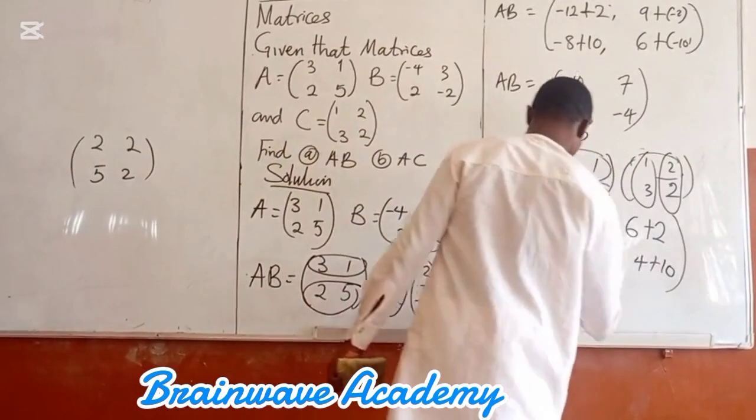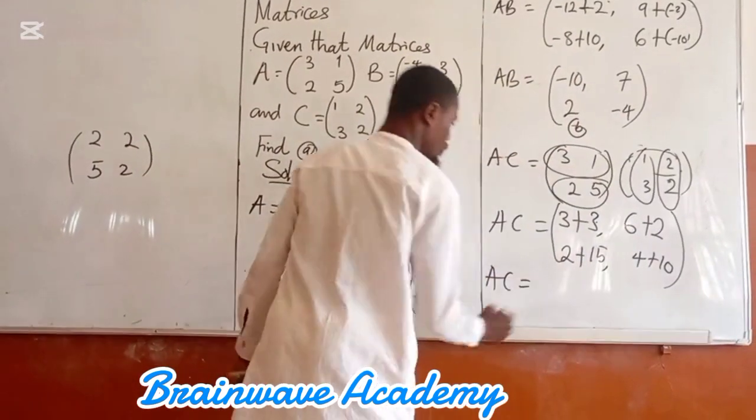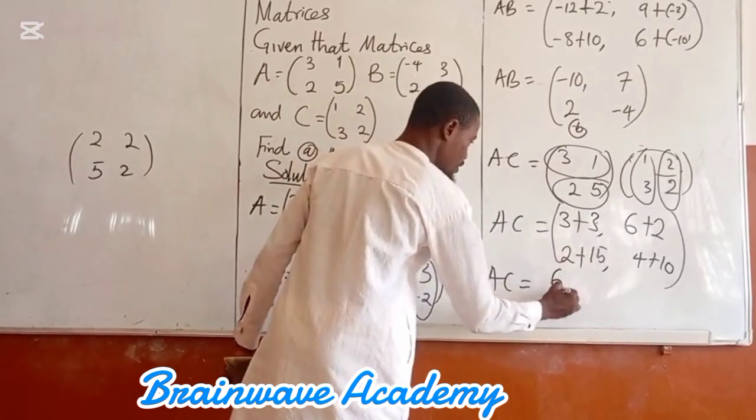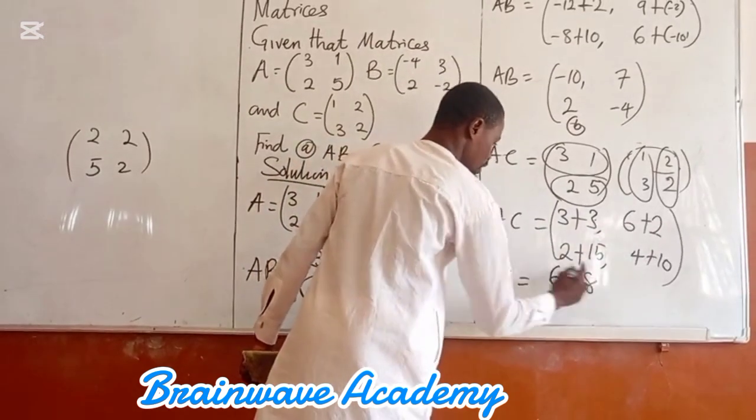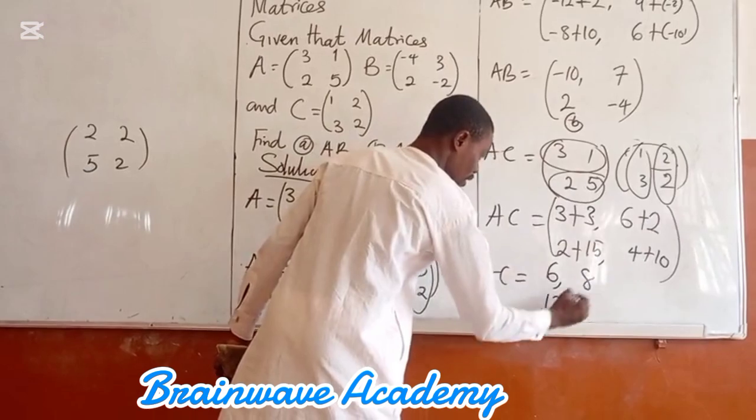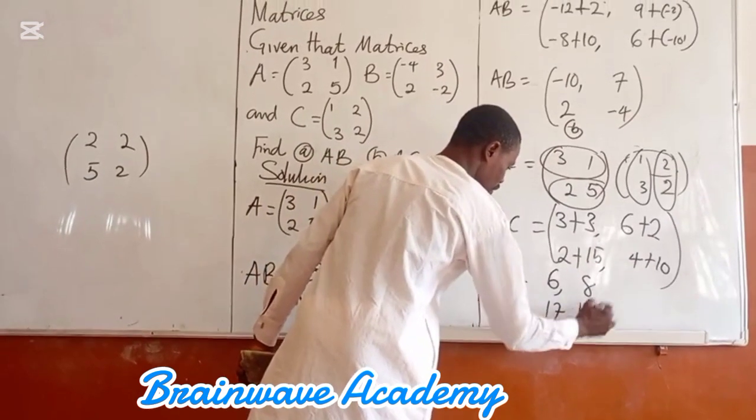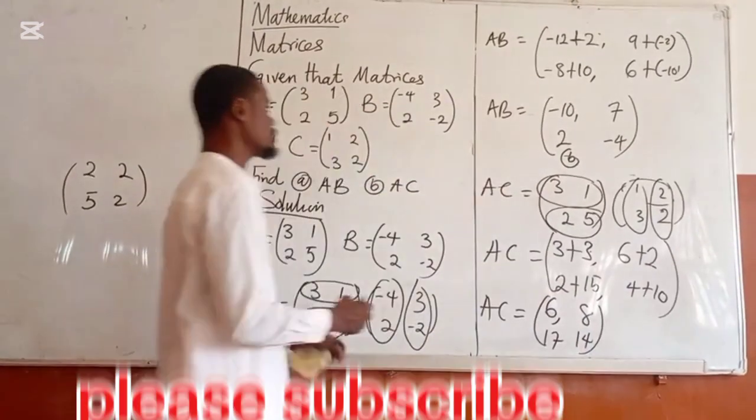Then we have AC equal to: 3 plus 3 is 6, 6 plus 2 is 8, 2 plus 15 is 17, 4 plus 10 is 14. This is all. Thank you.